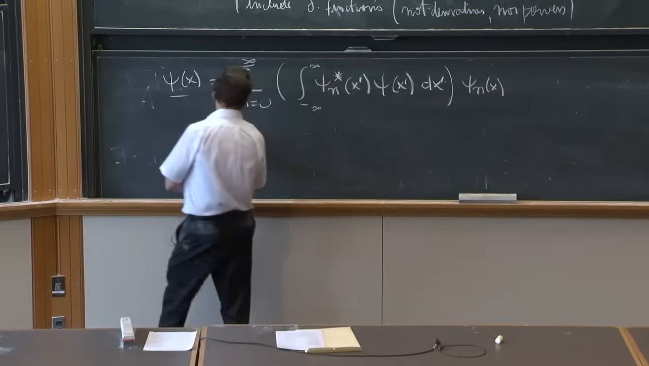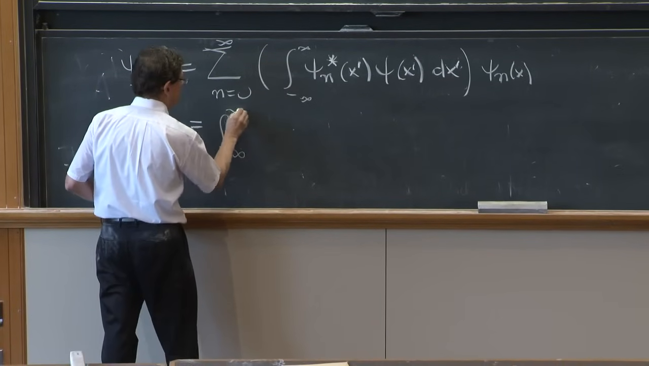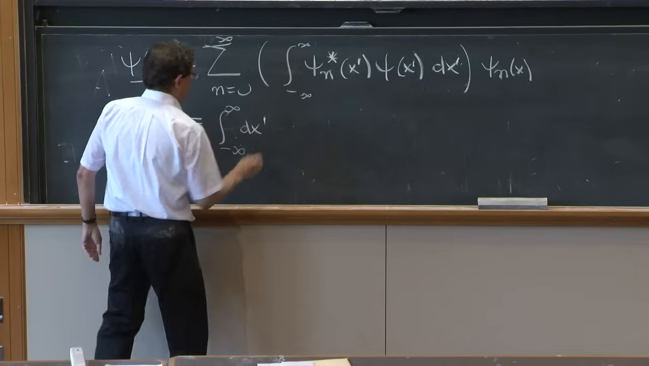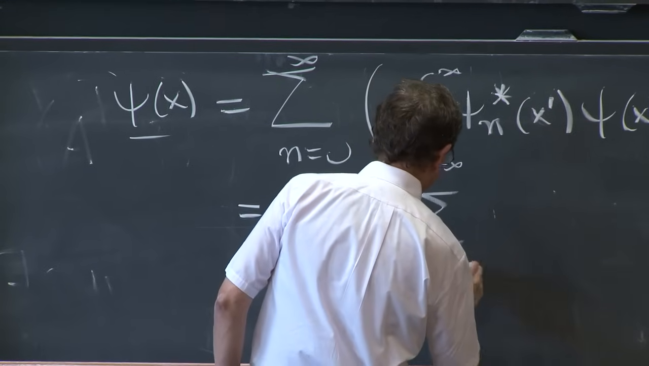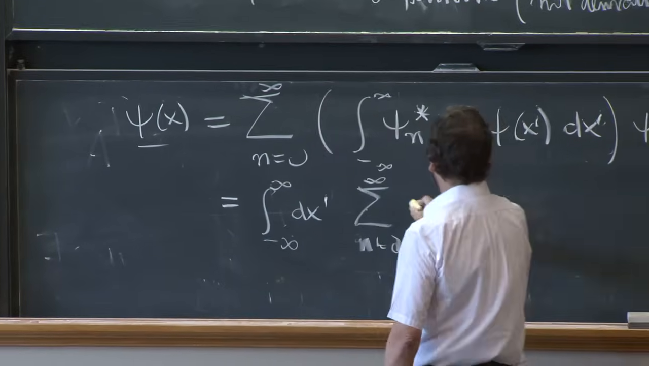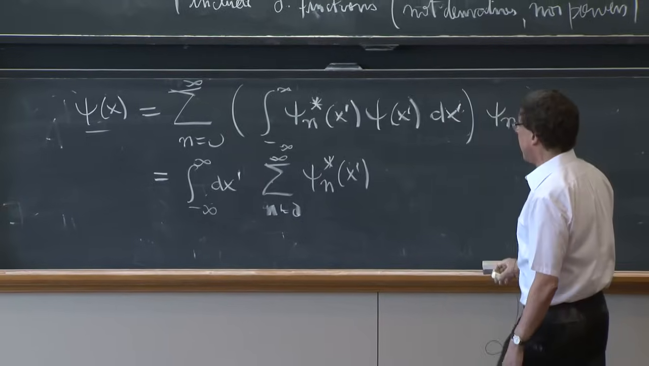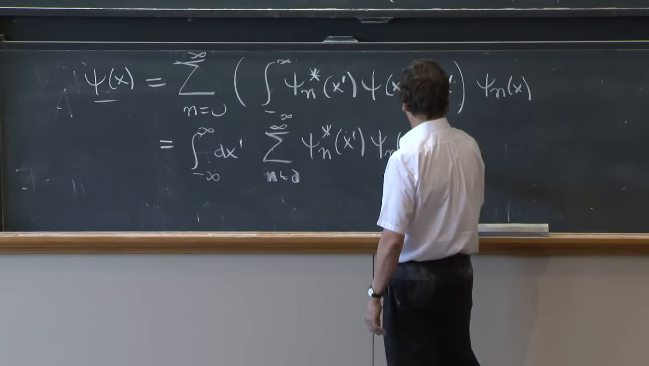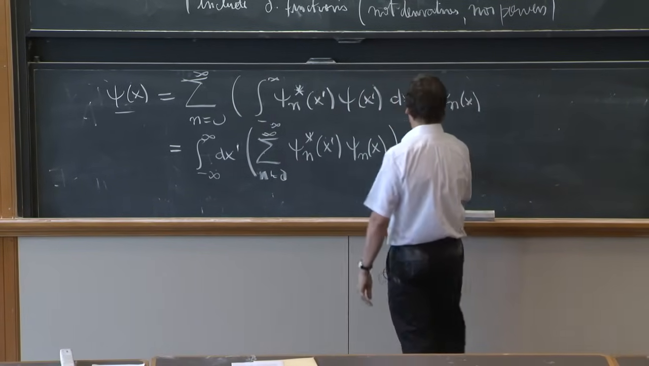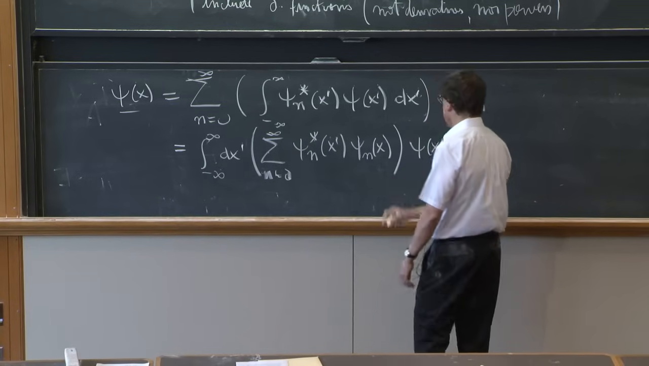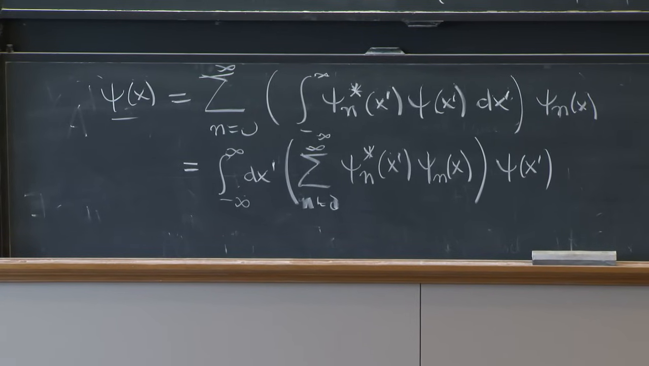Let's assume things are convergent enough that you can change orders of sums and integrals. That's an assumption we always make. I'll write it like this, the dx prime, and now I'll put the sum here, n equals 0 to infinity of psi n star of x prime, and the psi n of x over here. I'll put a parenthesis, and finally the psi of x prime here. So now it's put in a nice way.